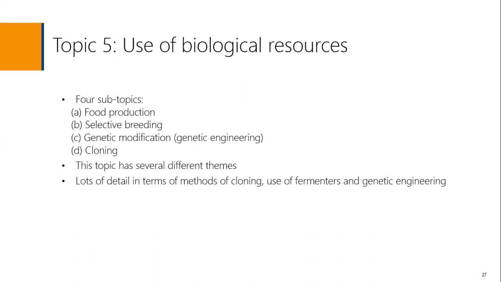Topic 5 is the use of biological resources. And again, it's got 4 subtopics: food production, selective breeding, genetic modification, and cloning. And it's got several different themes. It's got lots of variety in it. It ranges from the use of greenhouses, bread making, cloning, genetic engineering. Some of the concepts in here students find difficult.